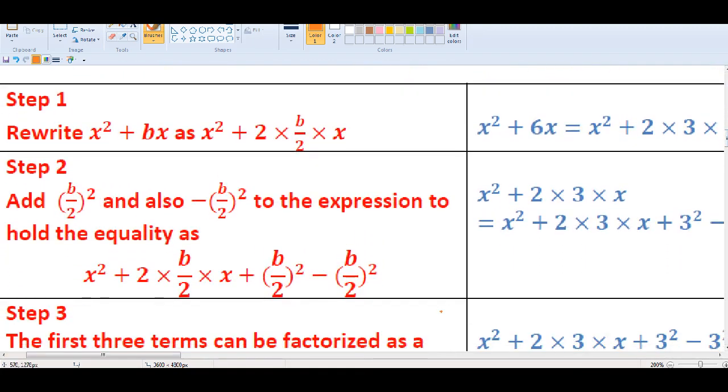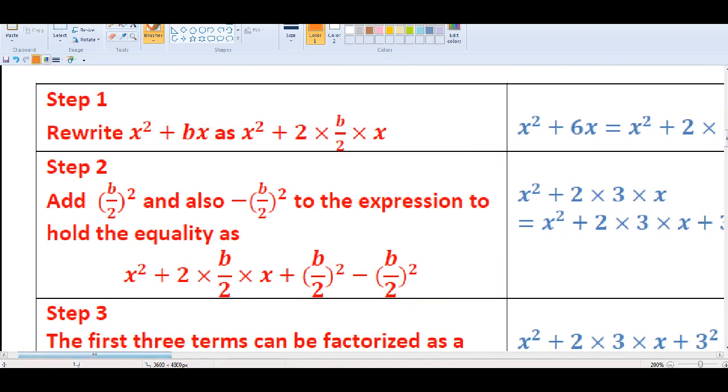Okay, so there are a few steps. The first step is for you to rewrite x squared plus bx as x squared plus 2 times b over 2 times x. So you need to create a 2, and also another number. Of course, 2 times b over 2 is actually b. So nothing changed; essentially they are equal, but the form is changed.